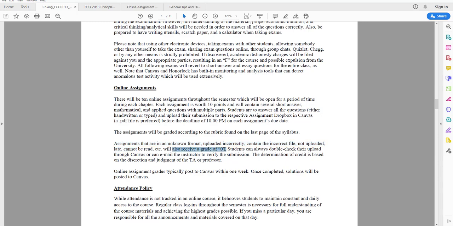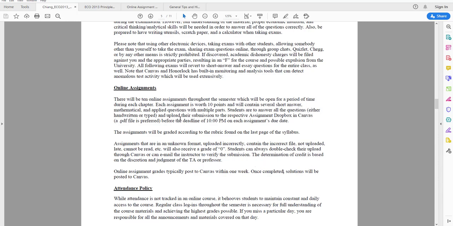So like we said, you do want to make sure that everything is correct. You can always double check your submission through Canvas, or you can email me to verify the submission. Like with the exams, online assignment grades typically post to Canvas within 1 week, and once completed, solutions will be posted to Canvas.